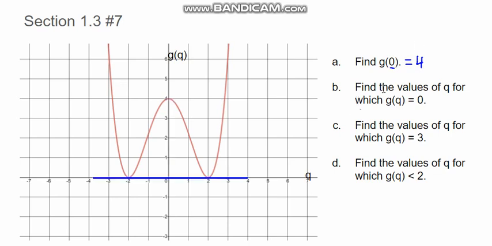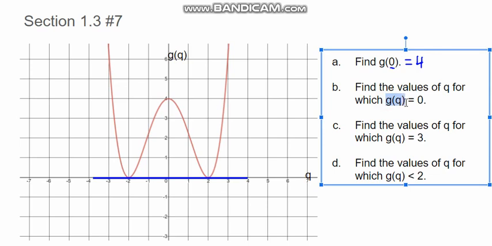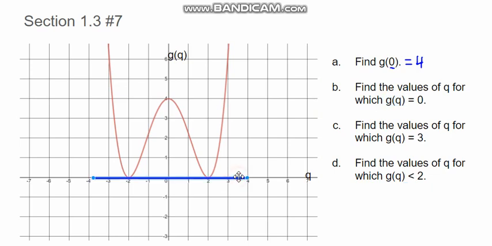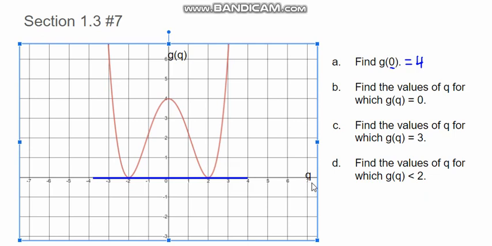In part B, we're asked to find the values of q for which g of q is equal to 0. Okay, so g of q, hey, that's another name for the function, or you could think about it as y equals 0. So I've drawn a line at y equals 0, and we want to find the q values where this line intersects the curve. And so we have a couple of places. One is at -2, and the other is at +2. So we'll write both of those answers down.